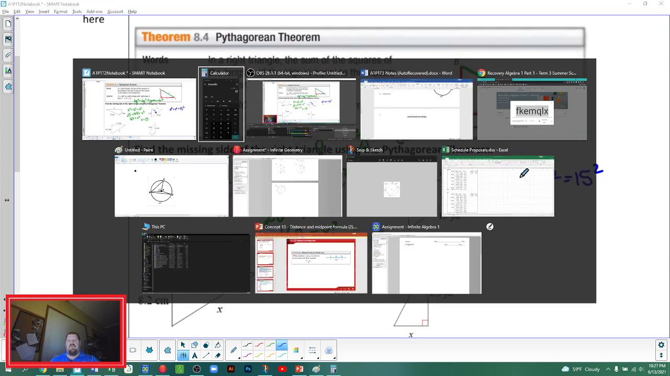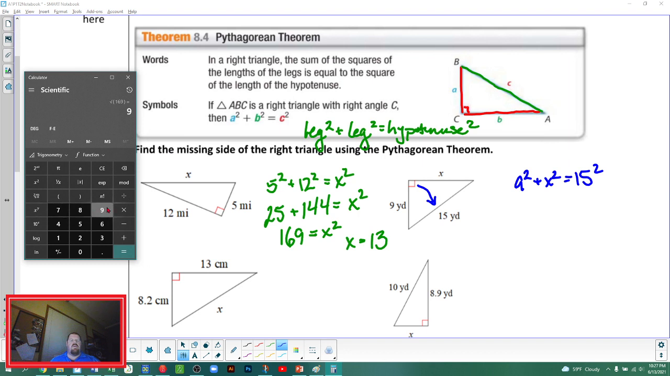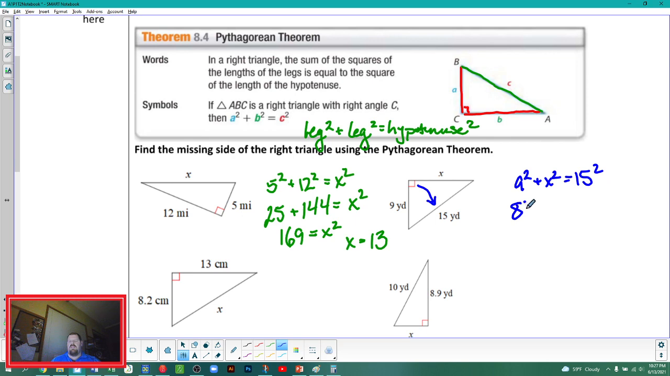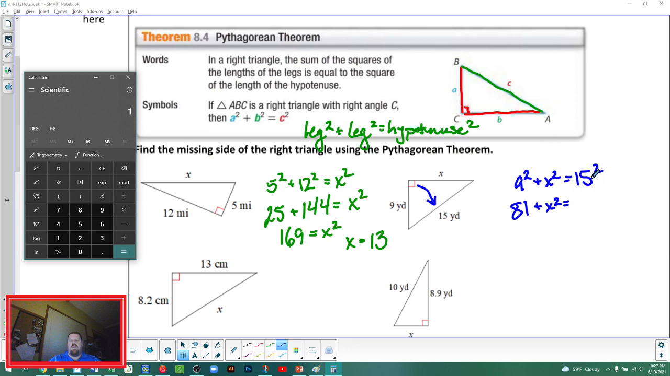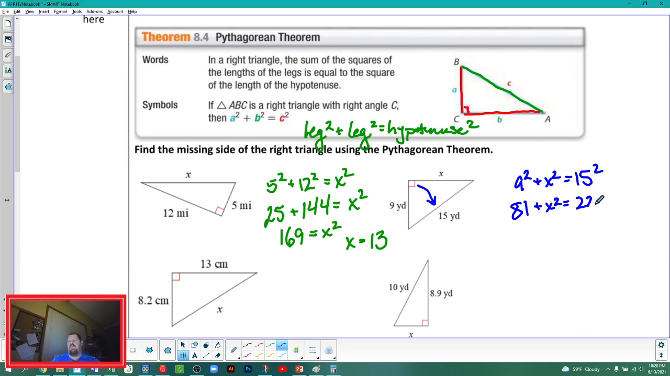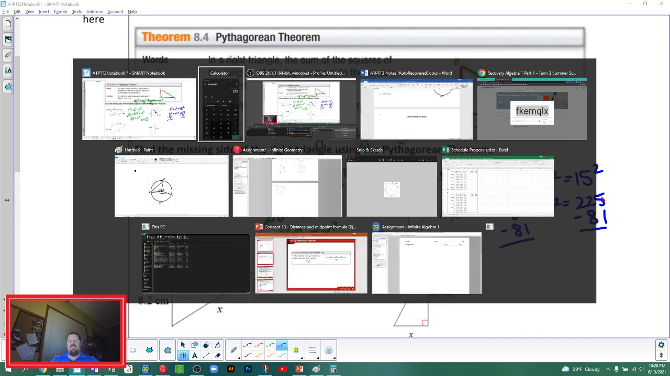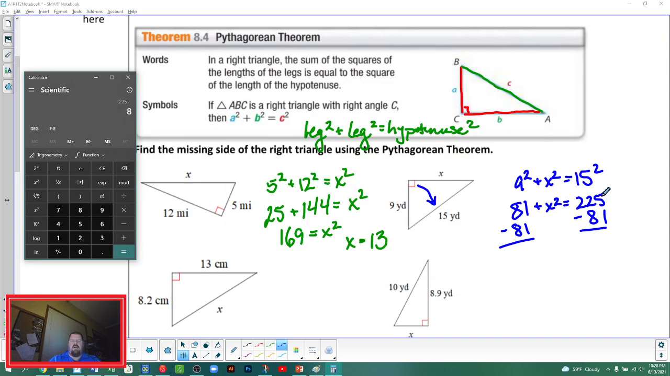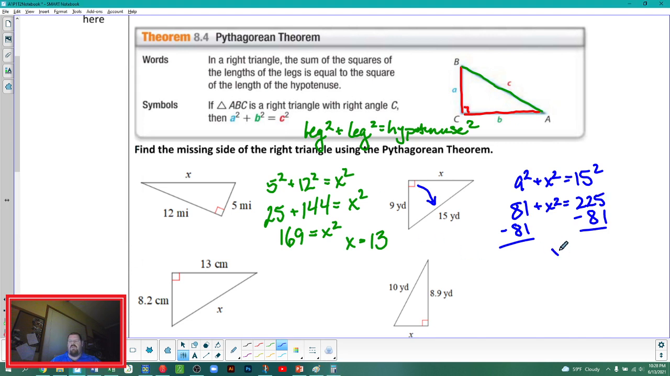Well, if you don't know what those are, that's okay. You can always figure out what something is squared by multiplying it by itself. 9 times 9 is 81. And 15 times 15 is 225. And now to solve this, I want to subtract 81 from both sides. So I'm going to go ahead and check 225 minus 81. Gives me 144. And again, that's x squared equals 144.